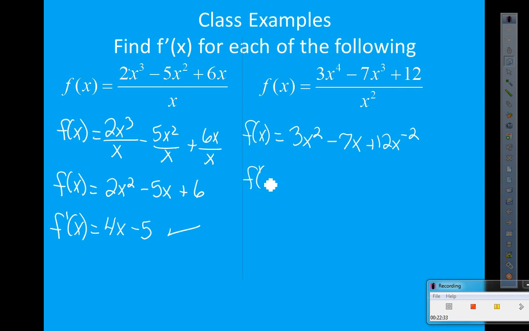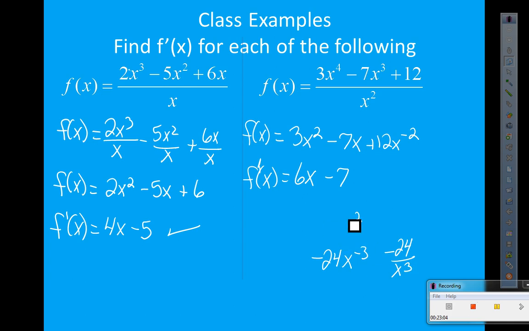So the derivative is going to be: the derivative of 3x squared is 6x. The derivative of negative 7x is negative 7. Be careful here. The derivative of 12x to the negative second, bring down your negative 2, is negative 24x to the negative third. So I've got negative 24 over x to the third.